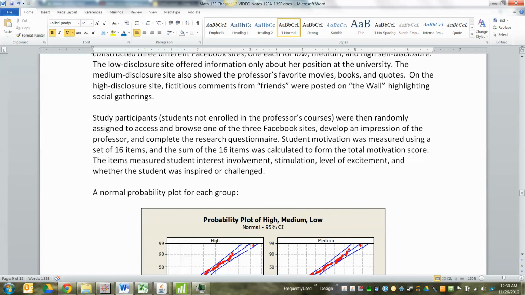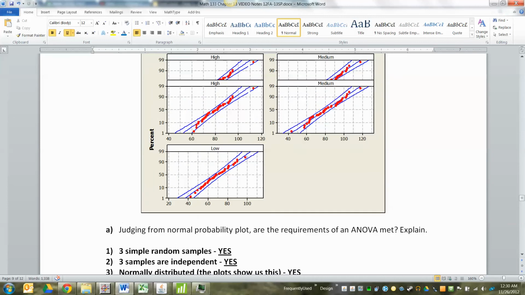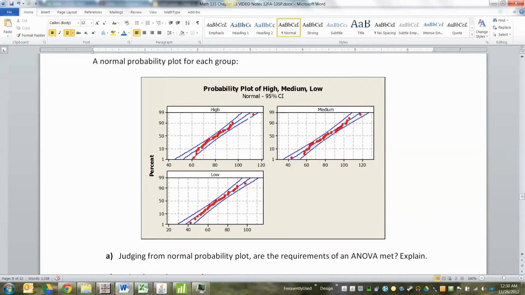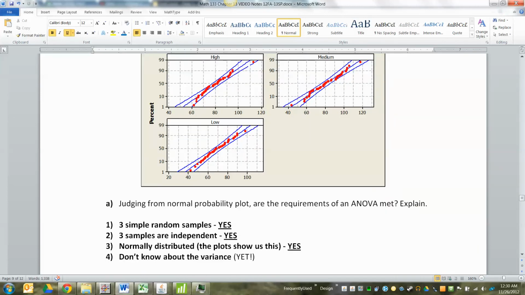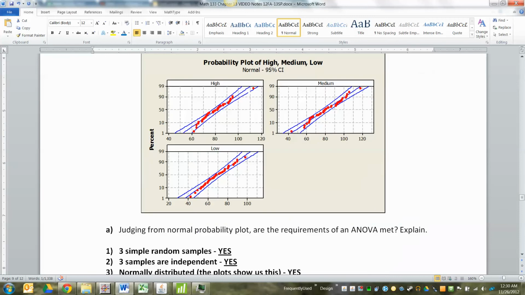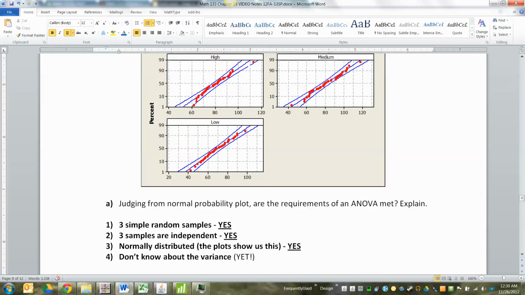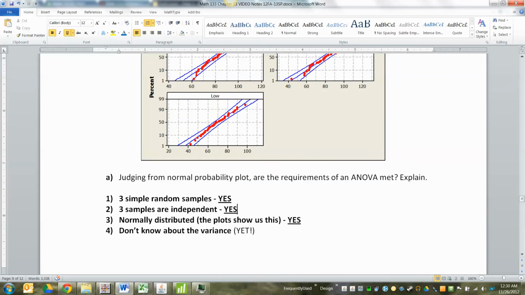Okay, so hopefully you read it. So we've got our 3 different groups: high disclosure, medium disclosure, low disclosure. I've got a normal probability plot right here. Right, all good. So judging from this, are we okay to do an ANOVA? So yes, this was 3 random samples. You can tell because it says randomly right here. They were randomly assigned. Are they independent? Well, sure. If I'm in a study, it doesn't have any bearing on what you believe about this professor. We don't know each other. We're randomly assigned. So sure.